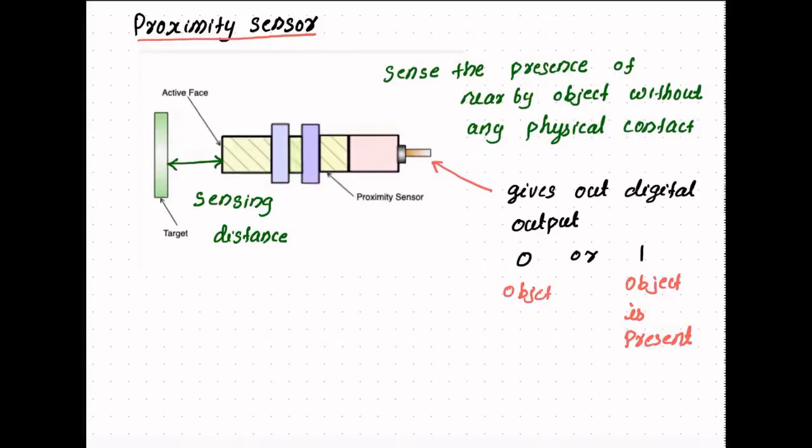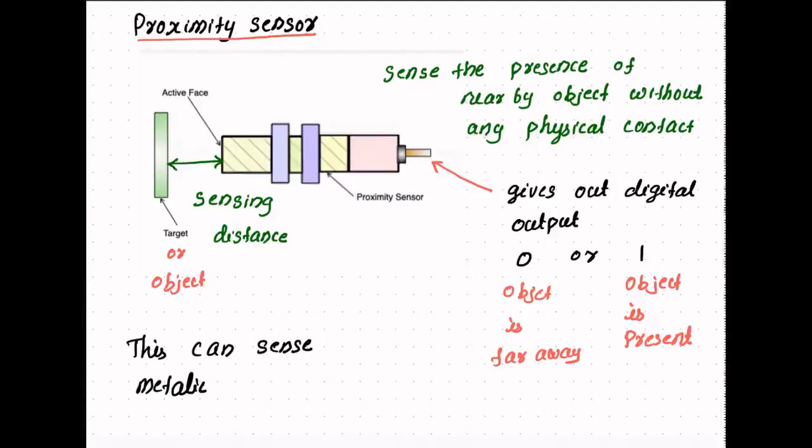If the object is within the sensing distance, the proximity sensor gives out a digital output, which means that the object is sensed. But on the other hand, if the object is away from the sensing distance, the proximity sensor will not give any output, which means that the object is away from the sensor. Proximity sensors can sense both metallic and non-metallic objects, including liquids.